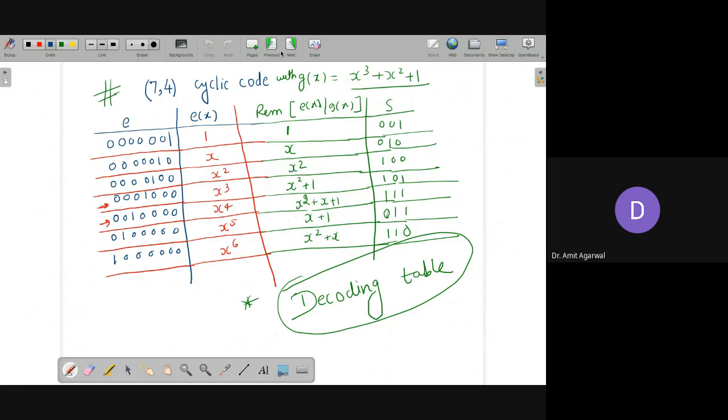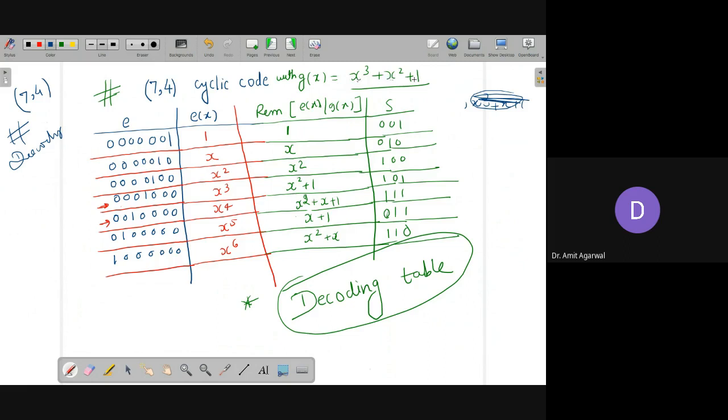So let us do it with an example. First, suppose you are given that you are using a 7, 4 cyclic code with generator polynomial x cube plus x square plus 1. How will you detect one error? First you have to make a decoding table at the receiver. This can be asked in the question: what is the decoding table of a 7, 4 code with gx as x cube plus x square plus 1 or x cube plus x plus 1. Here we are making this decoding table for gx equal to x cube plus x square plus 1.